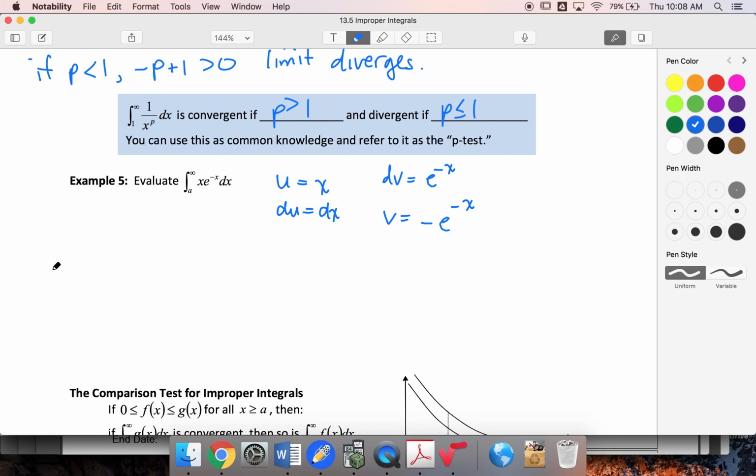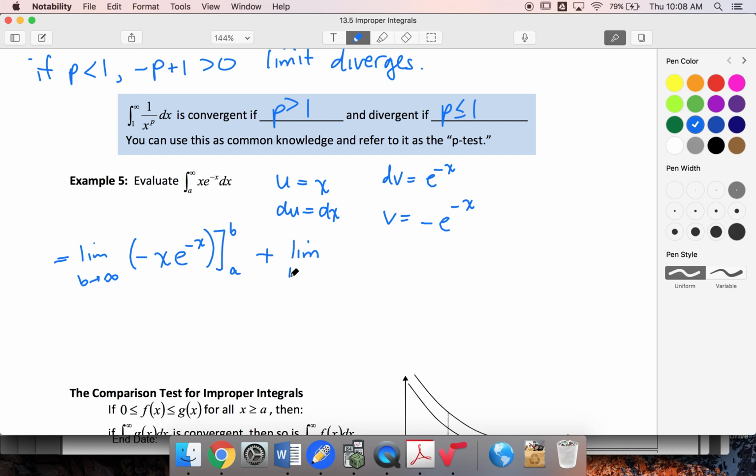Therefore, this integral is going to become uv evaluated from these bounds. But since I have an infinity, I need to make it into a limit. So I'm going to say limit as b goes to infinity, and then I'm going to evaluate my uv. So negative x e to the negative x. That's going to be evaluated from a to b, minus the integral of v du. Since I've got a negative here, minus a negative is going to turn into plus.